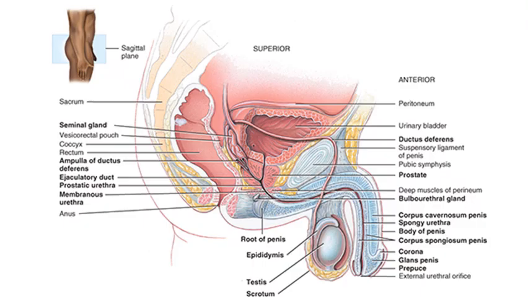So the urethra changes by its location, and by the tissue that is surrounding it, such as the three parts: the prostatic urethra, the membranous urethra, and the spongy urethra.